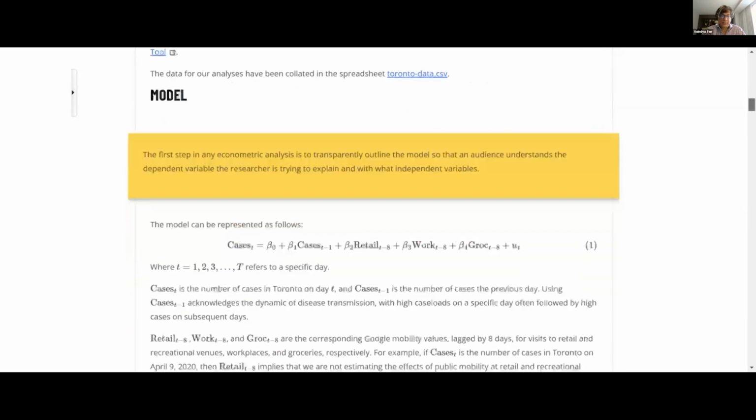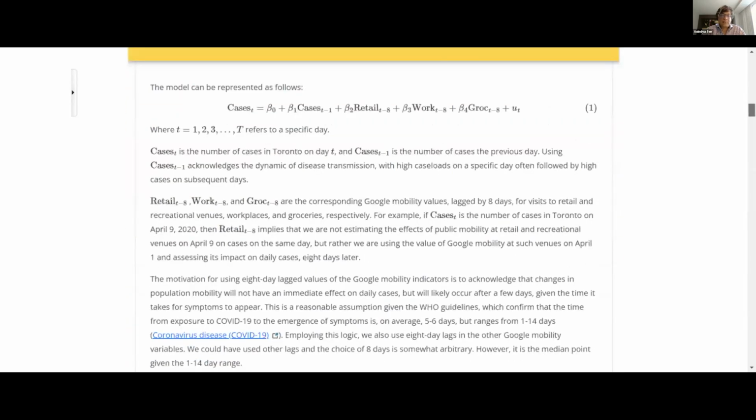And it was really good that Google made their data publicly available, daily values, so you could match those values to daily cases. So the model which I had was really simple. If you look at the daily cases in Toronto, the daily cases today is a function of daily cases yesterday. That's what the T minus one value is. But it's also a function of how much mobility you see at retail places, workplaces and grocery places.